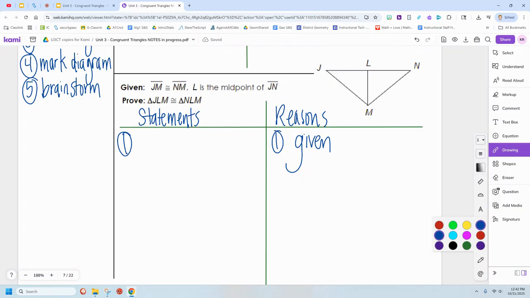Does everyone have a T-chart? Okay. What is our goal? What are we trying to prove? I know you know, Luca. Hang on. Thanks. Okay, very good. Amir. Okay, so that definitely is true. What is our goal? What are we trying to prove? Triangle JLM is congruent to triangle NLM.